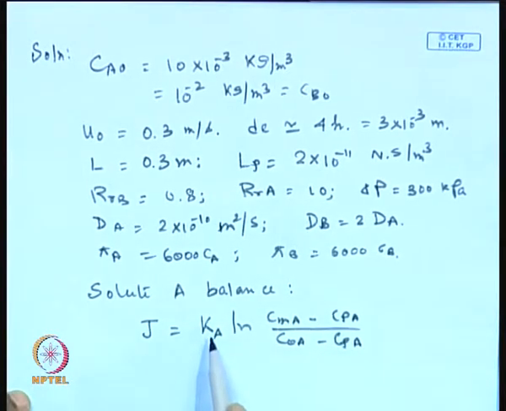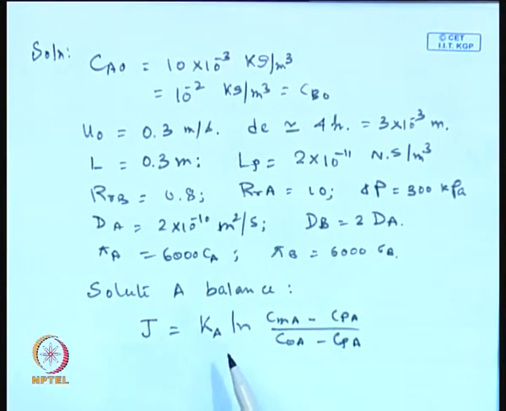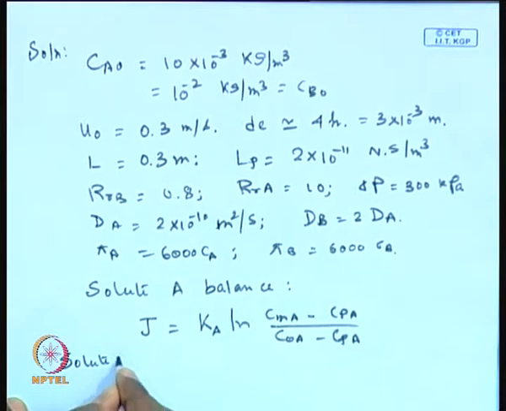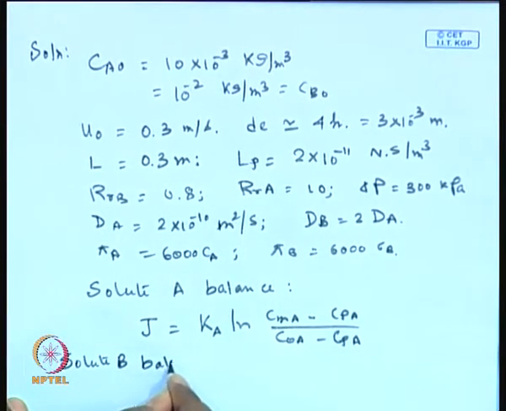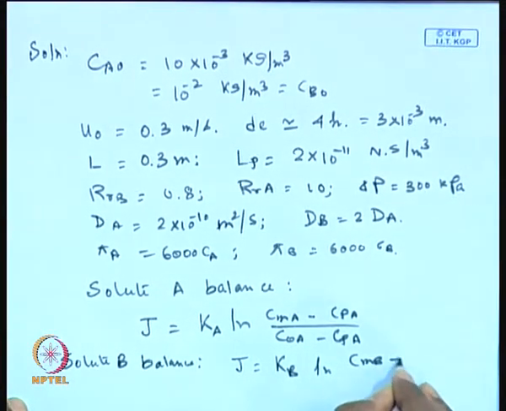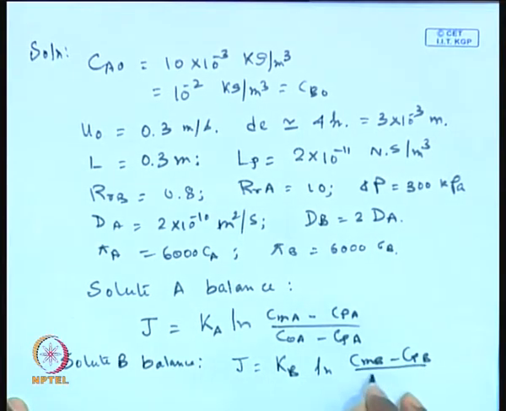Okay. This mass transfer coefficient will now be having the property of solute A, because it is a solute balance of Da by delta. Okay. And all these concentrations will be corresponding to solute A. Okay. Solute B balance will lead you to J is equal to Kb ln of Cmb minus Cpb divided by C naught B minus Cpb, okay, at the steady state.